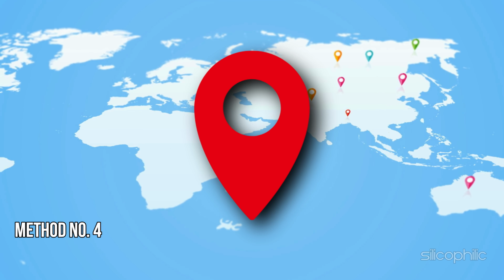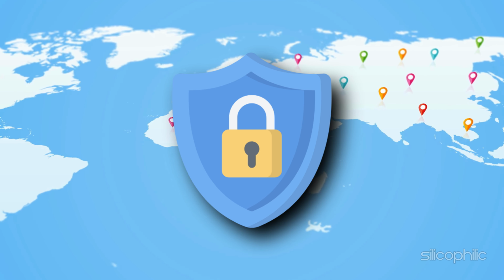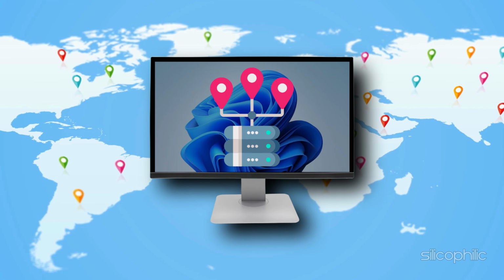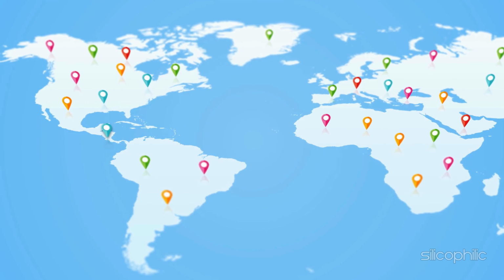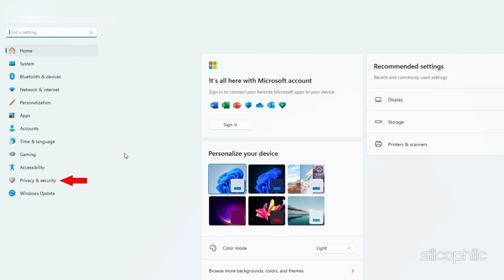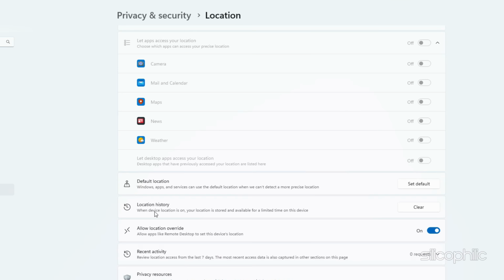Method 4. Remove Location cache. For enhanced privacy, it's a good idea to clear the location data stored on your system. Here is how to do so. Go to Settings, then select Privacy and Security and then Location. In the Location History section, click Clear.